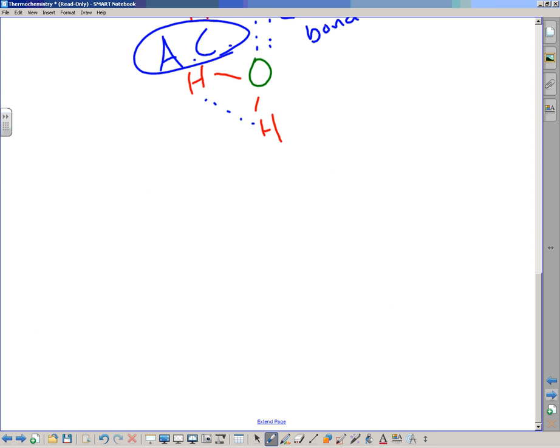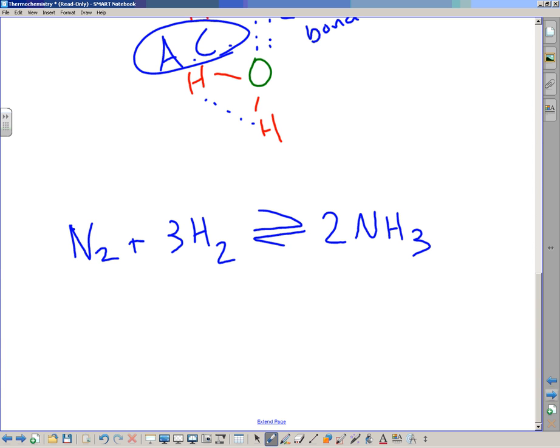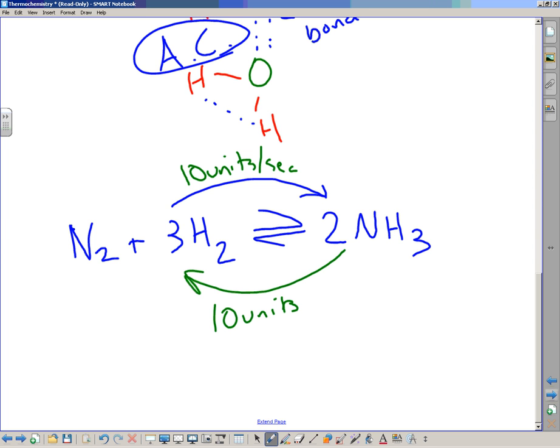Okay, so if you remember, we talked about the Haber process, where we have N2 and 3H2, which are in an equilibrium state with 2 ammonia molecules. Let's say, hypothetically speaking, the rate of this forward reaction here is 10 units per second. Again, I'm making up the number. The number itself is kind of irrelevant. That means that the reverse reaction is also 10 units per second because we've achieved equilibrium.